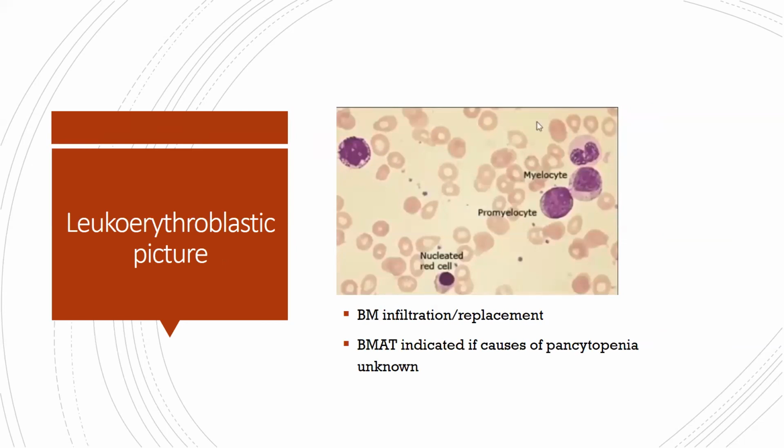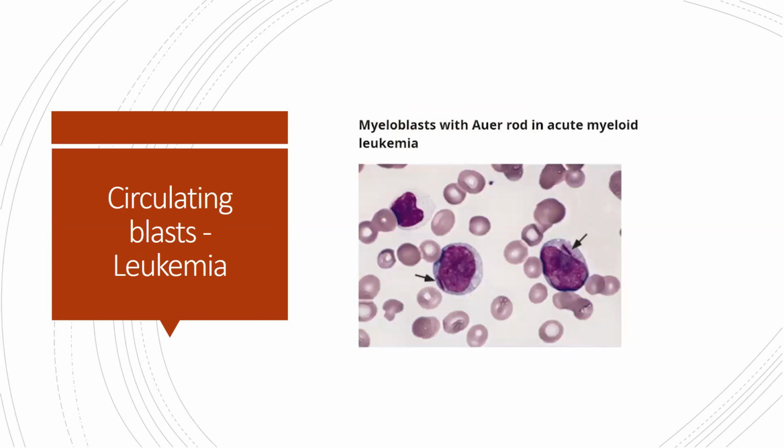So this indicates bone marrow infiltration or replacement, as if the bone marrow was crowded by all these cells and then squeezed into the peripheral blood film. A BMAT is really indicated if you see a leukoerythroblastic picture on the PBF and the cause of pancytopenia is unknown. This is a very important thing for us to pick up. And blasts: you can see here there are 2 myeloblasts, okay, which are quite large cells with a high nuclear to cytoplasmic ratio. Each of them has a little pink or red rod-like structure, which is called the Auer rod.